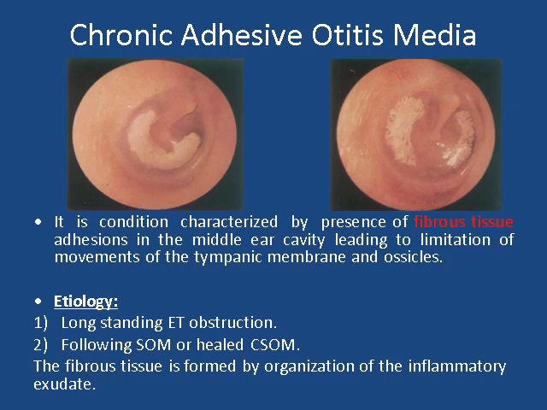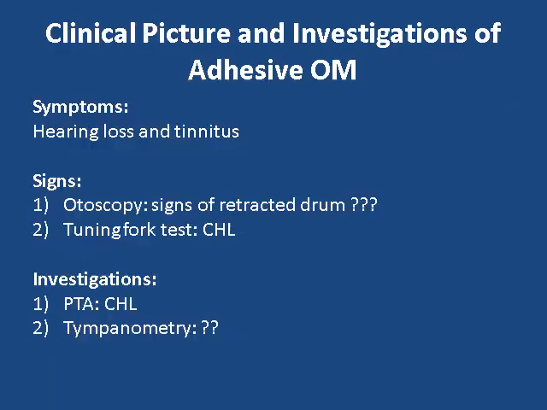Etiology, what's the etiology of chronic adhesive otitis media? Either long-standing Eustachian tube obstruction or following secretory otitis media or healed chronic suppurative otitis media. Clinical picture and investigations of adhesive otitis media. This patient will present with hearing loss and tinnitus.